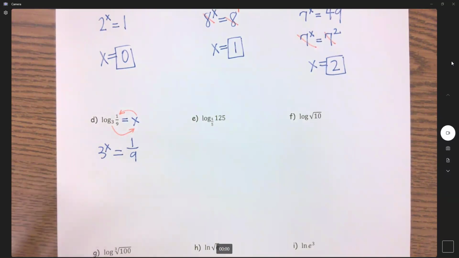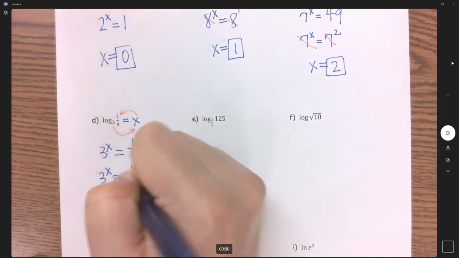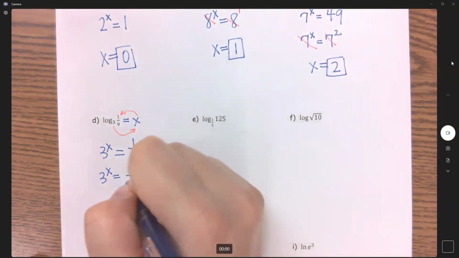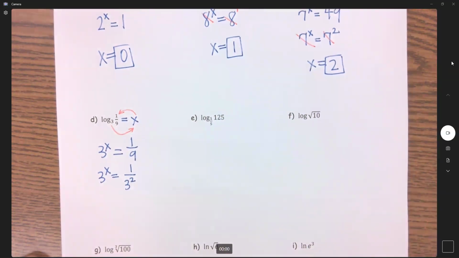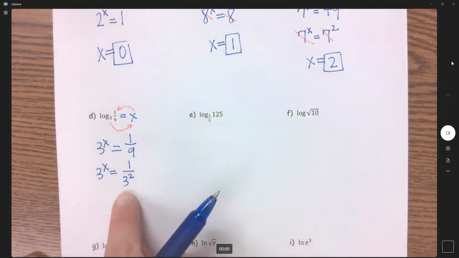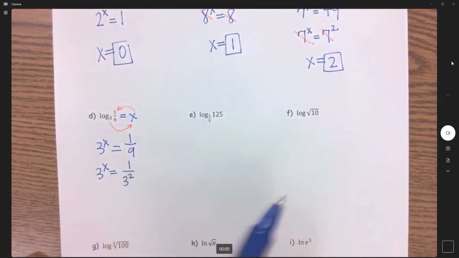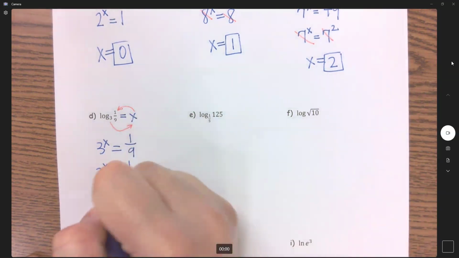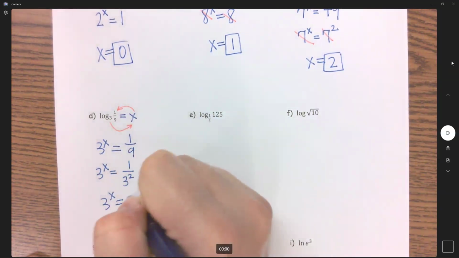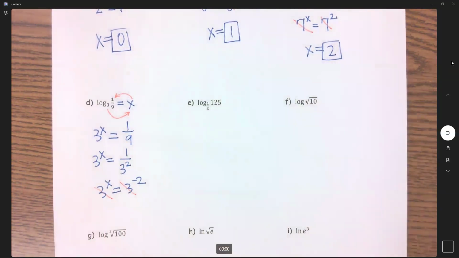Okay, I can see here my common base is going to be 3. So if I first rewrite 9 with a base of 3, that is 3 squared. But here we have a base of 3 and really kind of a base of 1/3. So to change this to become a base of 3, we can move this back up and change this exponent to negative. So 3 to the x equals 3 to the negative 2. And now we have the same bases.